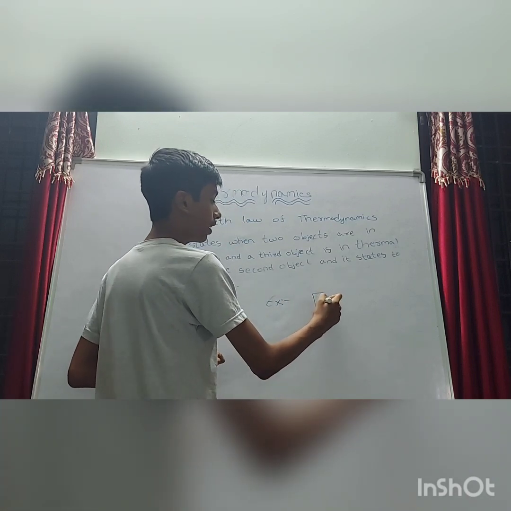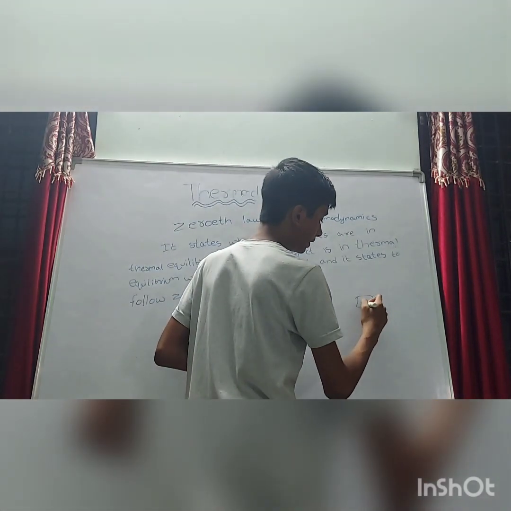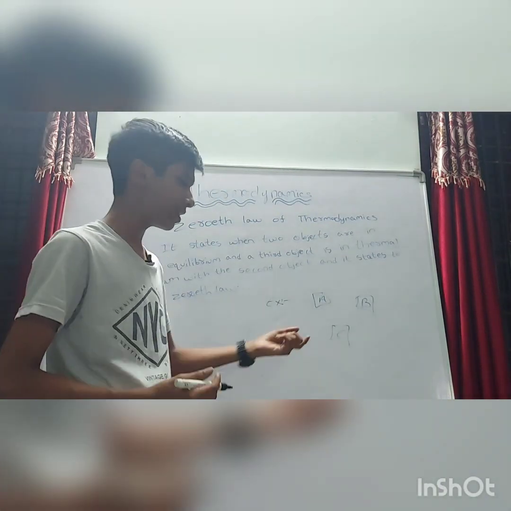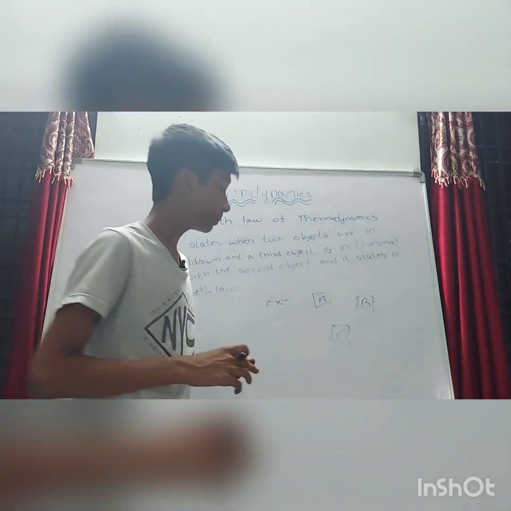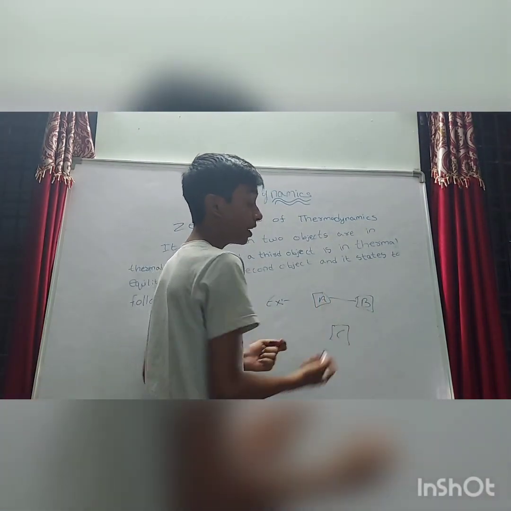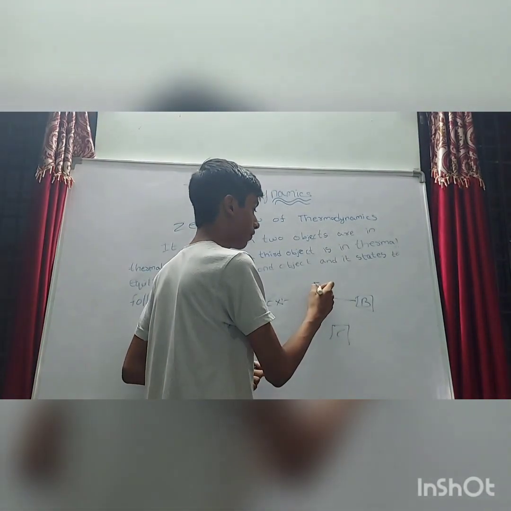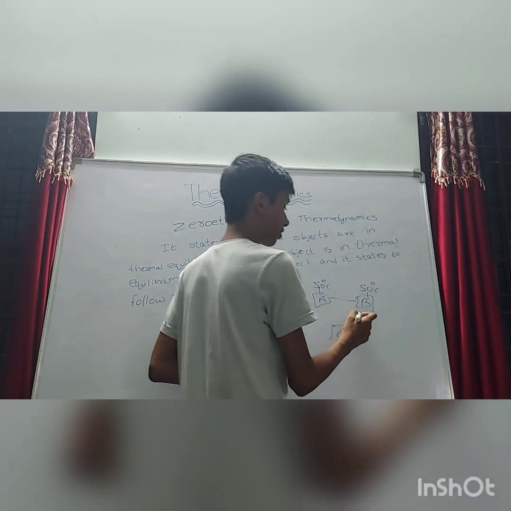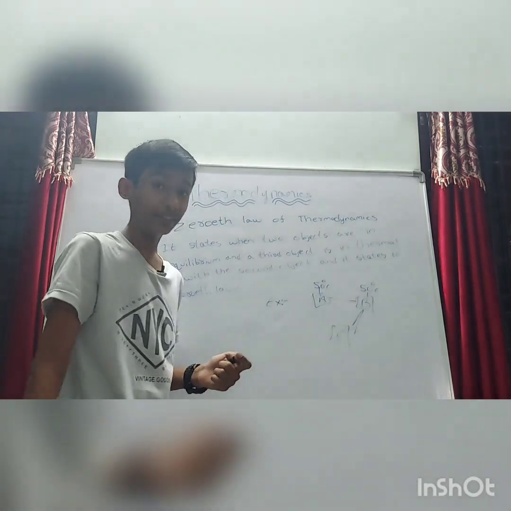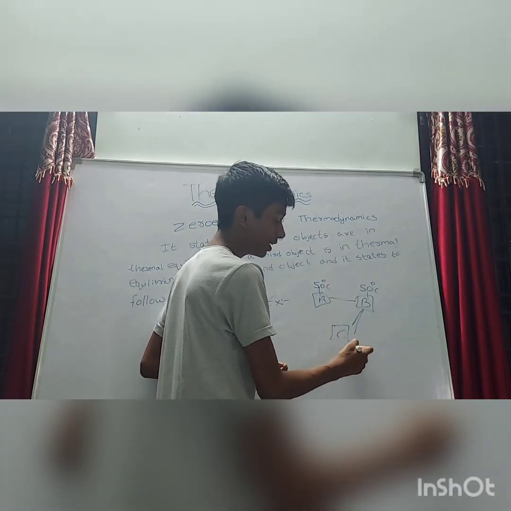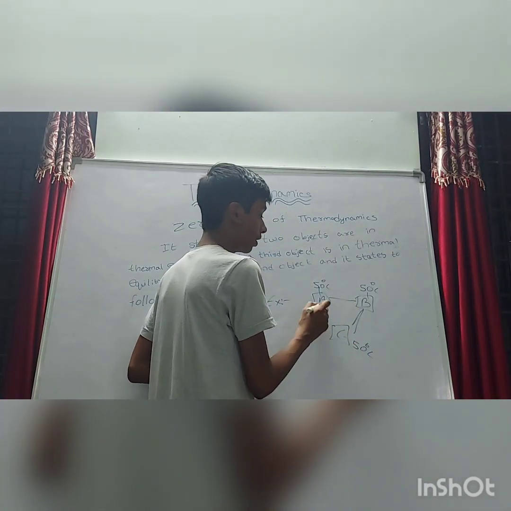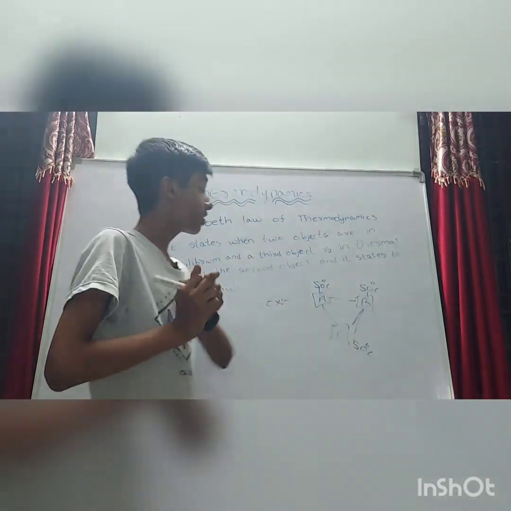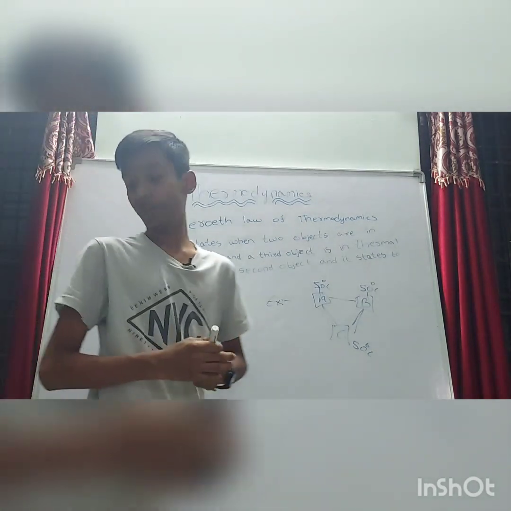If you take a body as A, another body as B, and a third body as C, or you can take multiple bodies. Now if A and B are in thermal equilibrium, like if A is at 50 degrees Celsius, then automatically B is also at 50 degrees Celsius. And if B and C are in thermal equilibrium, that means indirectly C is also at 50 degrees Celsius. Then A and C will also be in thermal equilibrium. That's stated in the zeroth law of thermodynamics.